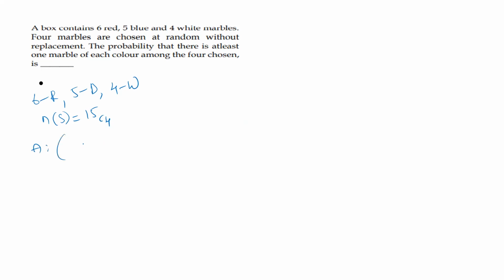That 4 marbles, the possibilities are what? Maybe 2 red, 1 blue, 1 white. Or 2 blue, 1 red, 1 white. Or 2 white, 1 red, 1 blue. These are the possibilities. Where n of A possibilities are what?